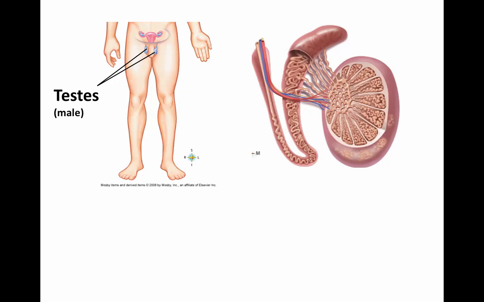In the male are found testes. The testes are the site for the majority of testosterone production. Testosterone production increases in the male as he reaches puberty and functions in maintaining the male's secondary sex characteristics such as facial hair, deepening of the voice, and broadening of the shoulders.